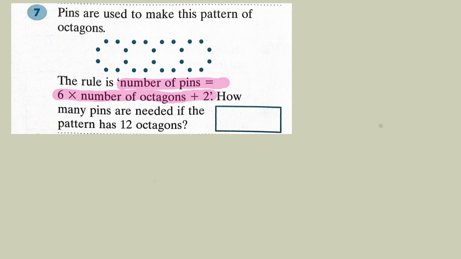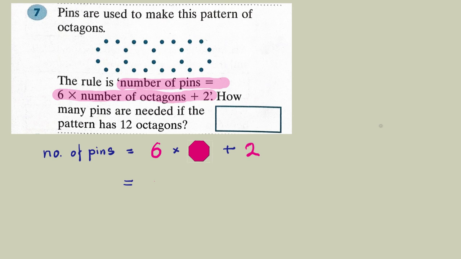So we have the number of pins, and that's equal to 6, which is then multiplied by number of octagons, and we add now to it 2. Well, that's the formula, that's the rule for this. So the question says, how many pins are needed if the pattern has 12 octagons?